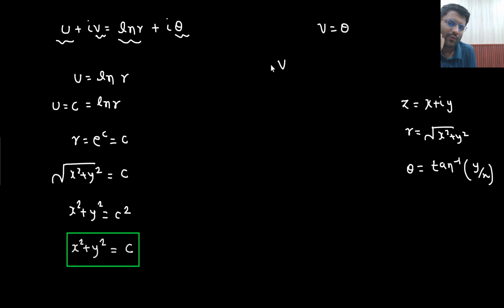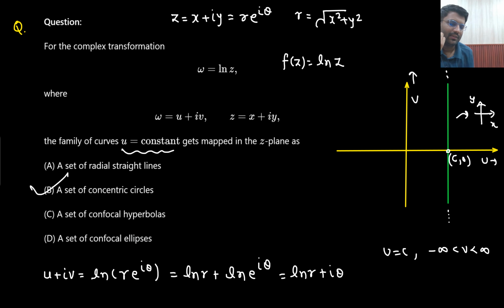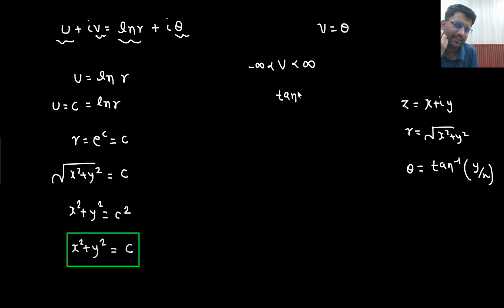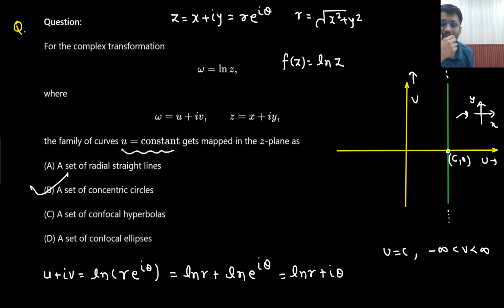Okay. So v is going from minus infinity to infinity, and v is coming out to be equal to theta only, if I compare the imaginary part. That means tan inverse y by x is going from minus infinity to infinity only. Right? Tan inverse y by x is going from minus infinity to infinity. This is iota theta, v equals theta.